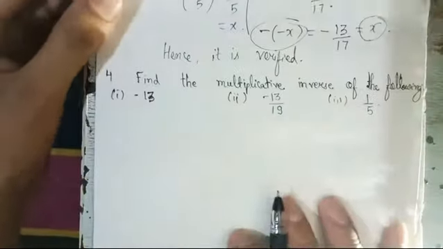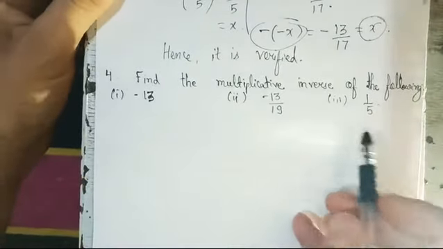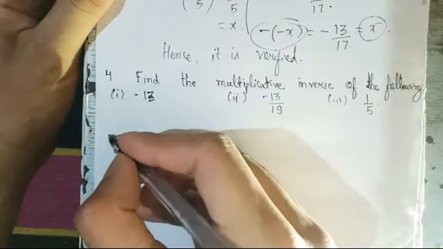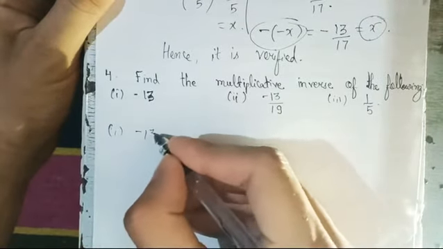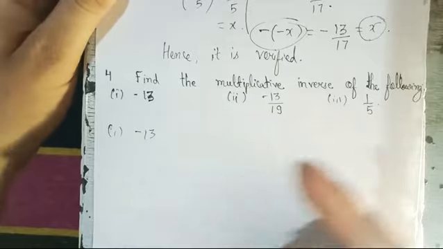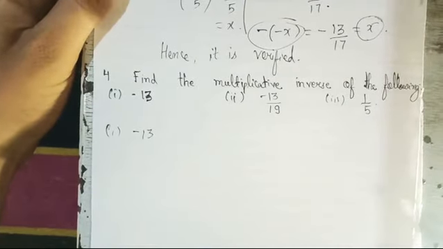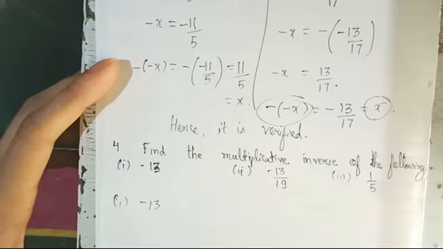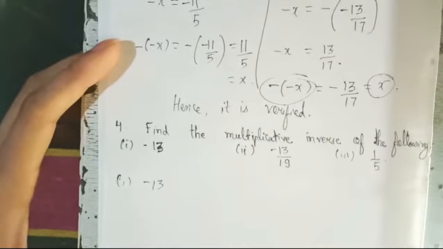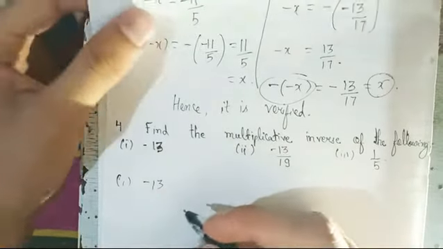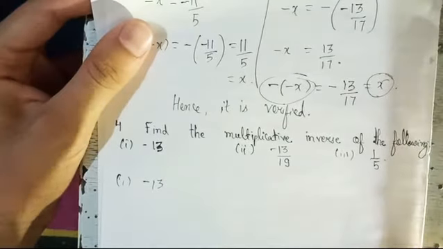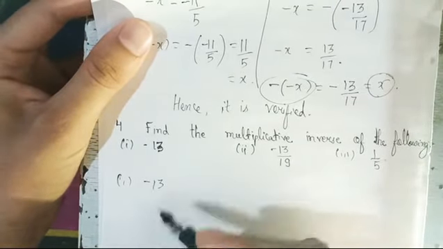Okay, now come to the fourth question. Find the multiplicative inverse of the following. Minus 13 is given to us, and we have to calculate the multiplicative inverse. So far what we have discussed about the multiplicative inverse. Minus 13 is given to us, and we have to find the multiplicative inverse of this number.